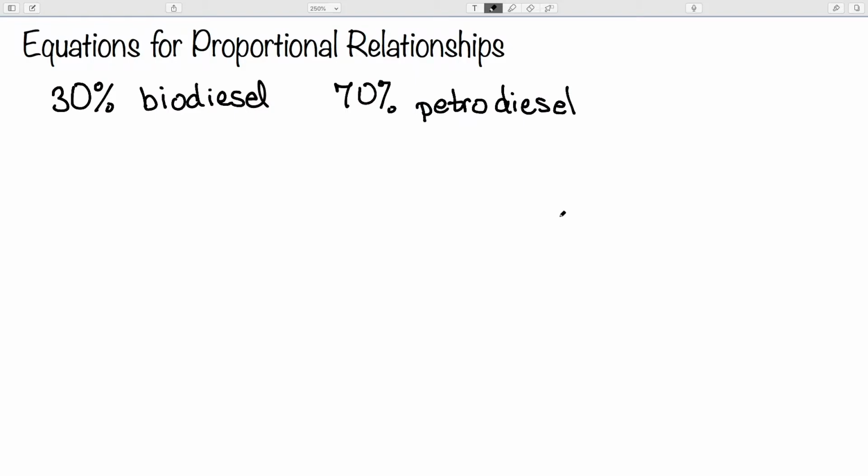Let's suppose we're making a new type of diesel that is 30% biodiesel and 70% petroleum diesel. And so we can imagine making almost any amount of this mixture, but in each mixture, the ratio of biodiesel to petrodiesel is 30 to 70, or equivalently 3 to 7.